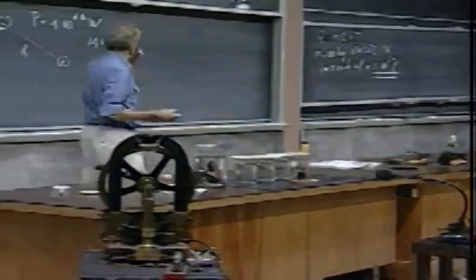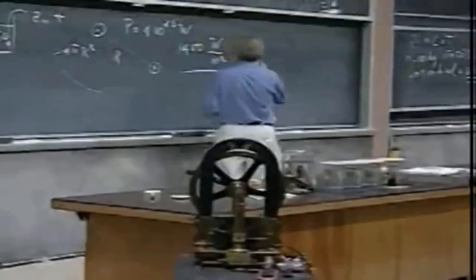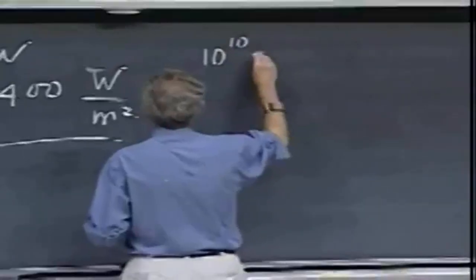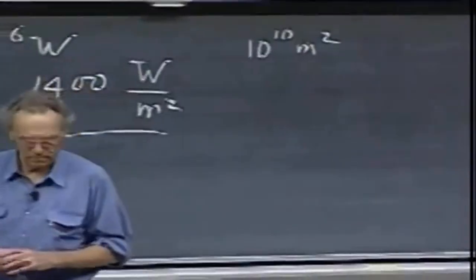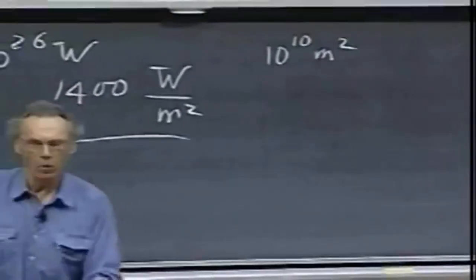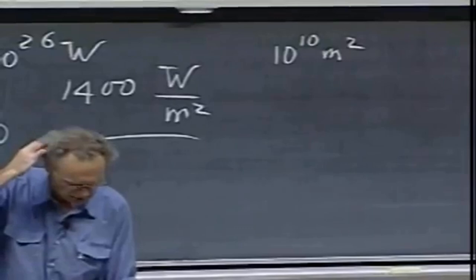To do that, you would need 10 to the 10 square meters to absorb that solar energy. That's trivial. That's only the size of Holland. No big deal. If we lose Holland, that's no big deal.